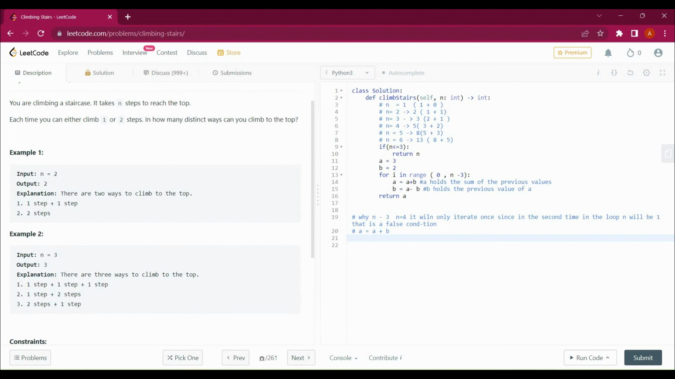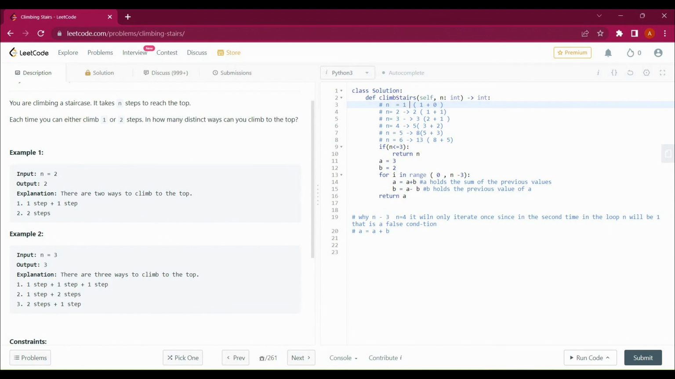The conclusion we are making here is that it's like a Fibonacci series. You can check it yourself. If you don't know, you can Google it.